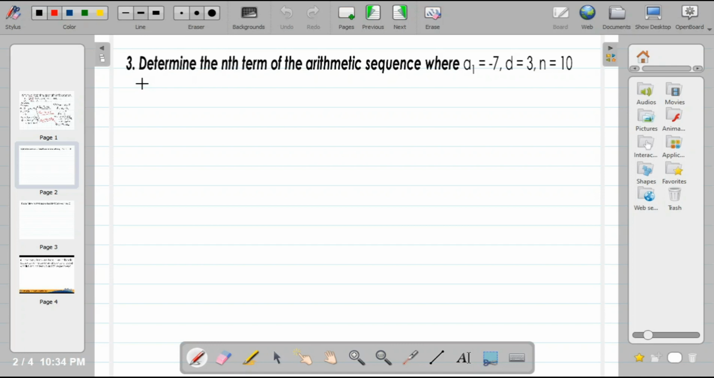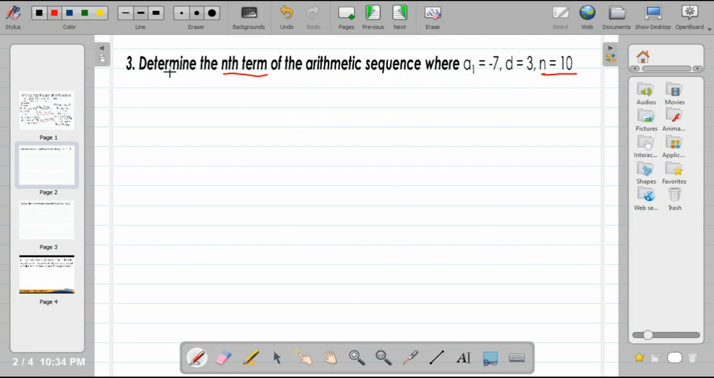Look carefully, you might get confused. The way to solve this is to use the formula again, not the shortcut for this example. Although it says nth term here, you can see that the value of n is given, which is equal to 10. Therefore, this problem number 3 is just equivalent to finding the 10th term of this arithmetic sequence.